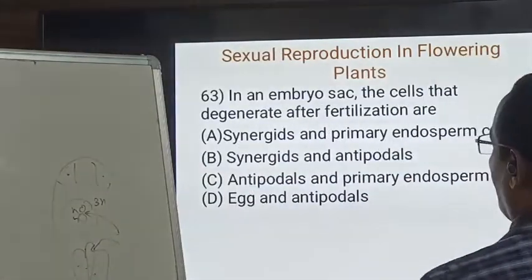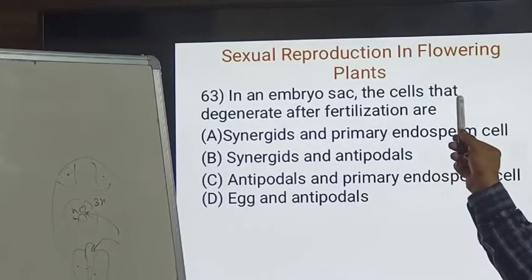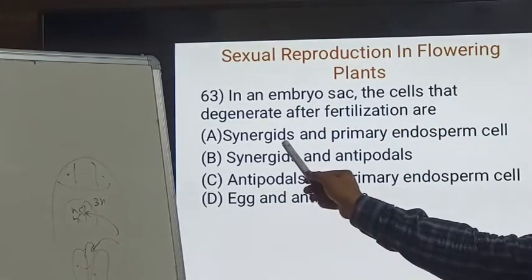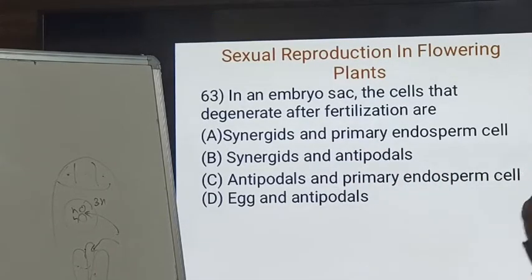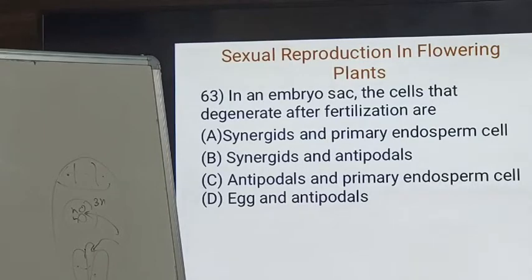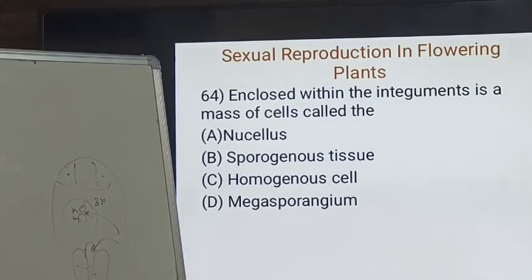Let us find the option. In an embryo sac, the cells that degenerate after fertilization are synergids and primary endosperm? No. Synergids and antipodals? Yes. Antipodals, primary endosperm? No. Egg? No. So the option is B. Synergids and antipodals. So that is the right option. Next slide.